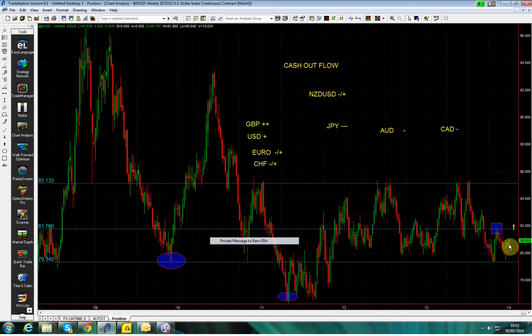What does that mean? It means that at every year end, all the banks and all the hedge funds and all those financial institutions try to square their books.